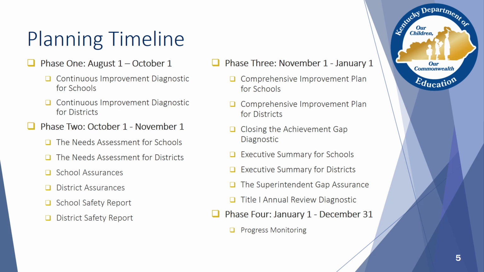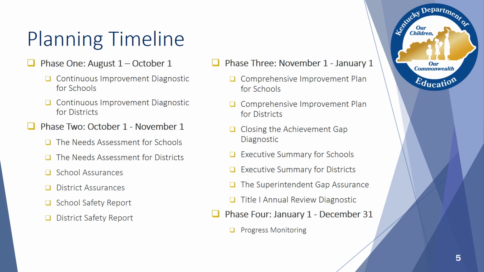Phase 3, November 1st through January 1st: Comprehensive Improvement Plan for Schools, Comprehensive Improvement Plan for Districts, Closing the Achievement Gap Diagnostic, Executive Summary for Schools, Executive Summary for Districts, the Superintendent Gap Assurance, Title I Annual Review Diagnostic. Phase 4, January 1st through December 31st. This is used for progress monitoring.